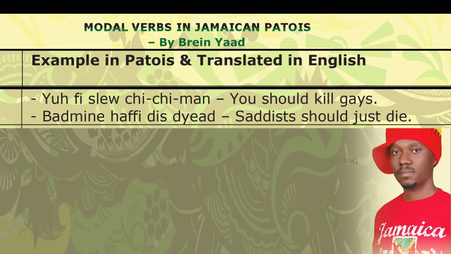Bad man happy this dead. Bad man happy this dead. Sadist should just die. A bad mind, from the English word bad mind. If you have a bad mind, you don't wish any good to anybody. Others' suffering is your happiness. You're just a sadist. You wish bad for everybody. You're just a vampire. You understand? So, bad mind after this dead, sadist should just die.